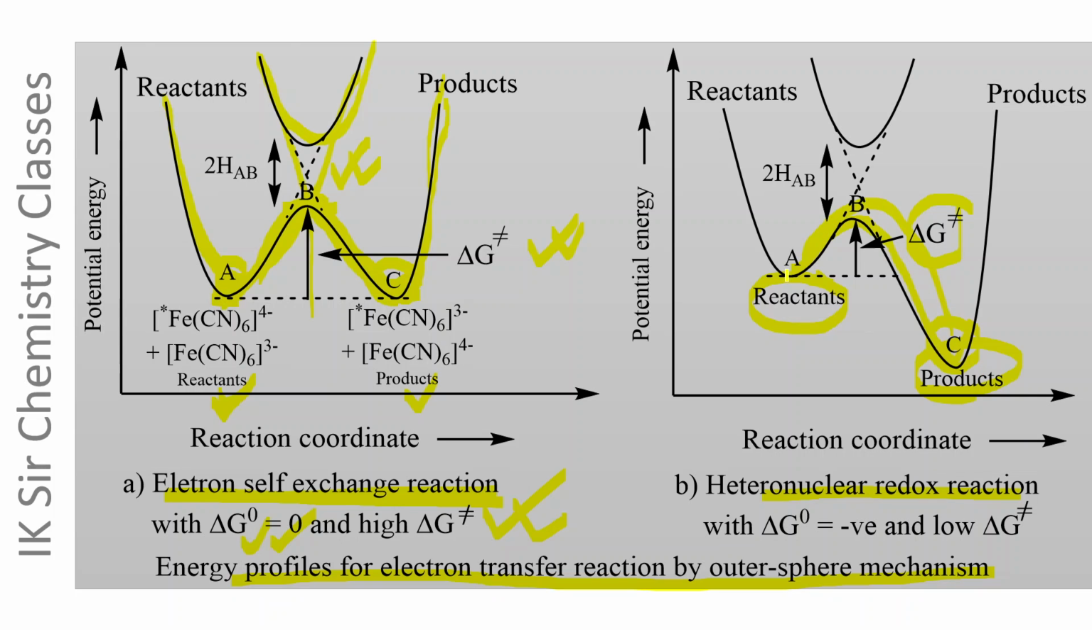C to A, the probability of going from C to A is very low, while in this case the probability of going from C to A is high. Therefore, in this case, heteronuclear redox reaction takes place more efficiently, more rapidly, because its delta G is negative and Gibbs energy of activation is low, and there is greater probability of reactants to be transformed into products.